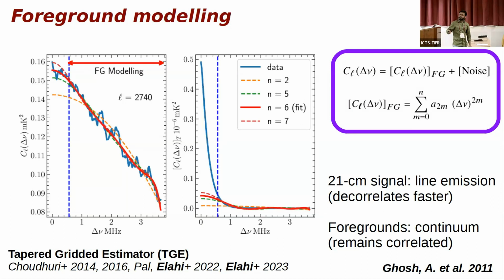Initial amplitude is 0.16 millikelvin square, and it is almost half by this 4 megahertz bandwidth, whereas for the predicted 21 centimeter signal, this amplitude is 90%. It has fallen to 90%.